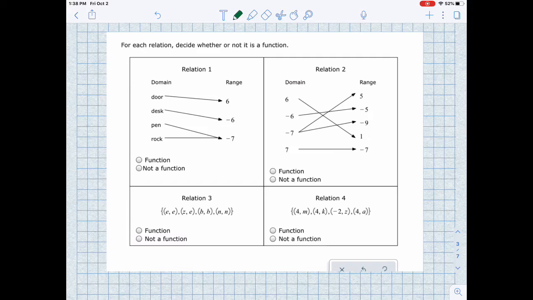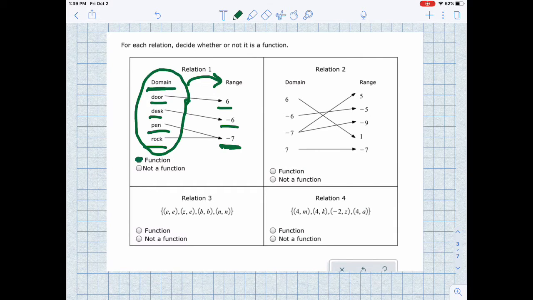Okay, here's an example of a problem. It says for each relation, decide whether it's a function. In this domain, notice that we have things that are not numbers or letters. That's fine. We have door goes with 6, desk goes with -6, pen goes with -7, and rock goes with -7. So each of the domain has only one output. So this is a function.